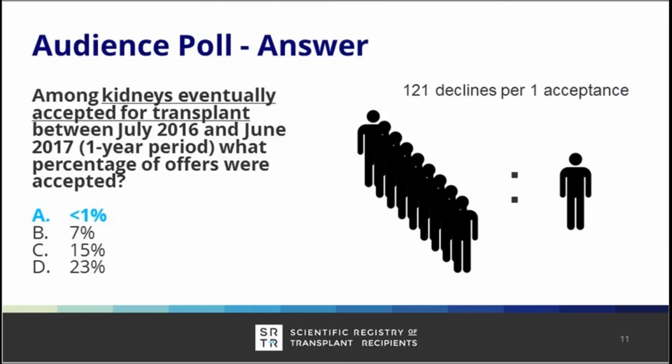Now, of course, that distribution is skewed. There are many offers that are accepted early in the match run, but there are also many that are accepted late in the match run as well. And so when you average that out, you're getting about 121 offers made for every offer that's eventually accepted.